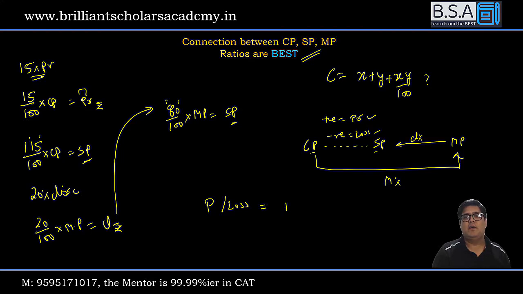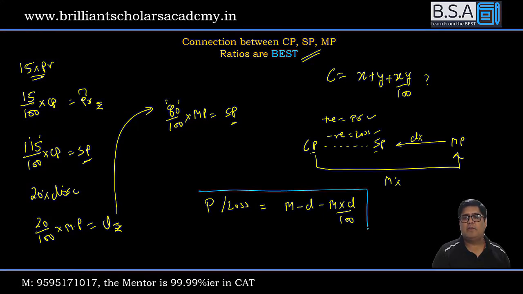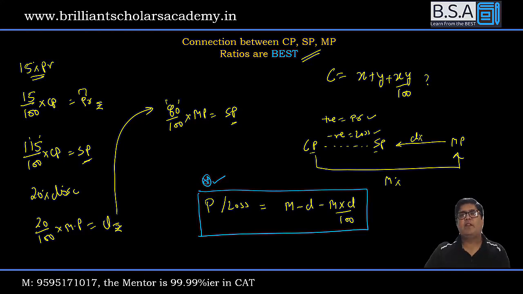Profit or loss is markup minus discount minus markup into discount upon 100. So using this representation, you can relate 3 things: profit, markup, discount or loss, markup, discount. All of them can be related in one go, in one step. Copy this down, and here is my question.